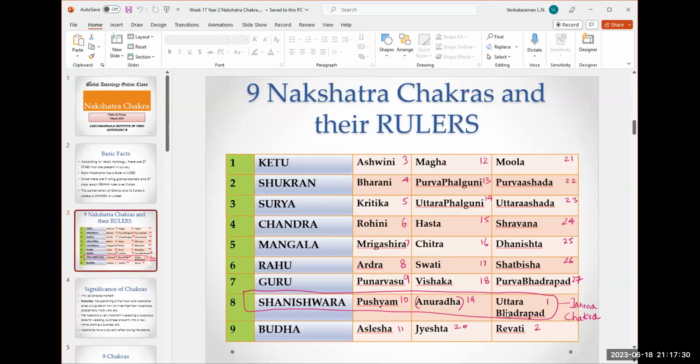Uttara Bhadrapada is what you said. So that is Sanishwara, Lord. Right? So it's coming in 8. Then Sanishwara. Punarvasu is ruled by Guru, Jupiter. So let's make a note of this. So you have Sanishwara. In the same chakra, you have Anuradha and Pushyam. In Guru, along with Punarvasu, Vishakha and Purva Bhadrapad. Then Shravana we had. Shravana, Hasta, Rohini come in the same, ruled by Moon.